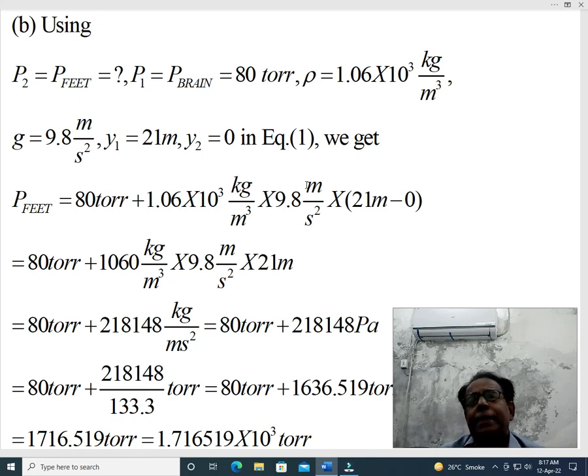Moreover, density is again same as in the previous part. g is again same as in the previous part. y1 is again same as in the previous part. But we have taken y2 equal to 0. Okay? Because dear students, here actually we have not reshaped our formula. Okay? So, when we do not reshape our formula, we will have to put y2 equal to 0, because here feet and brain are concerned. Heart, which is between feet and brain, has been eliminated in this part, that is part B. Okay? So, we will take the full length, that is 21 meter. We will not have any concern with the 9 meter figure, okay?